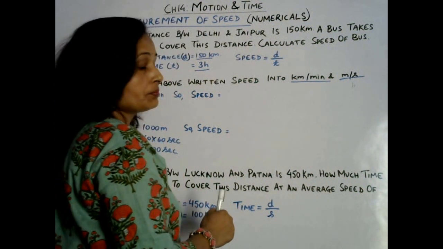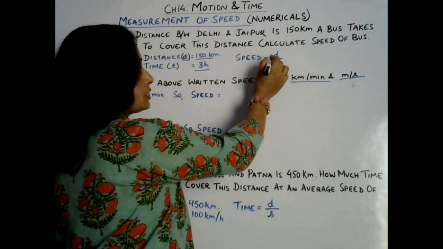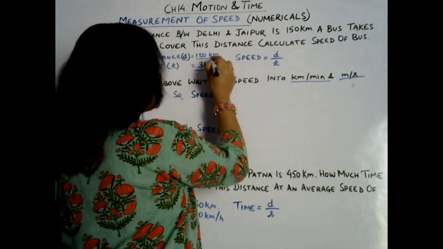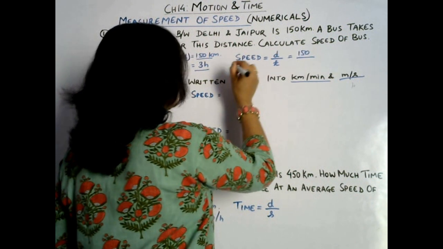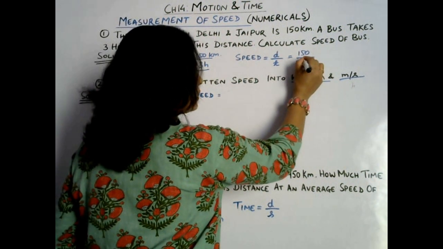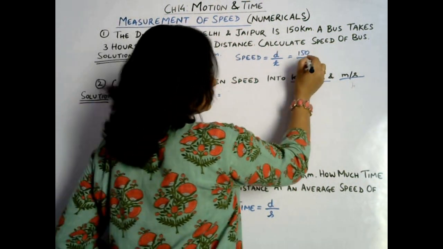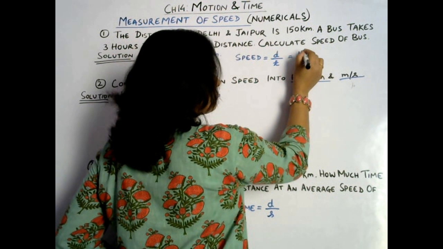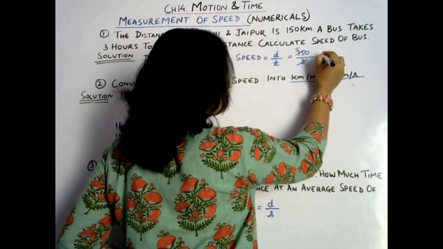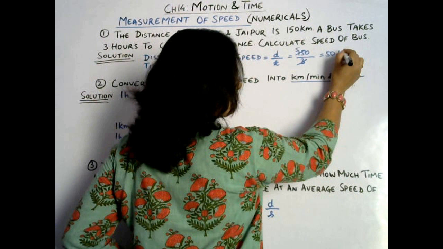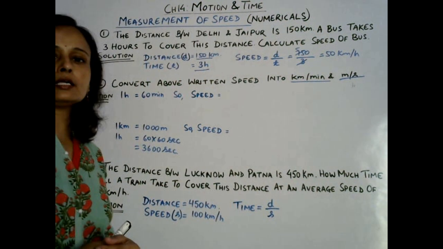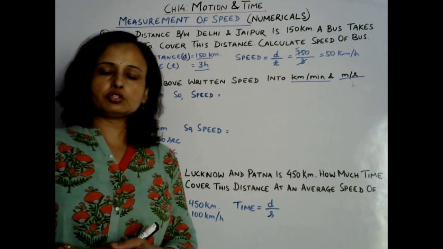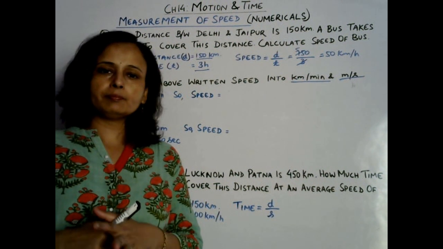Speed. The formula of speed, as we know, is distance upon time. So how much distance is it? 150 km. Okay. And what is the time given here? 3 hours. So let us divide 150 by 3. 3 5s are 15, so it is 50 km per hour. So what is the speed of the bus that is going from Delhi to Jaipur? It is 50 km per hour.